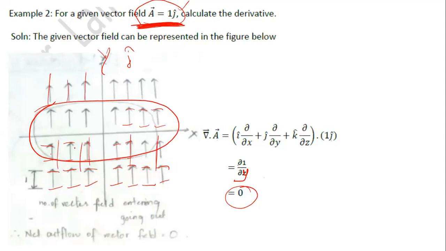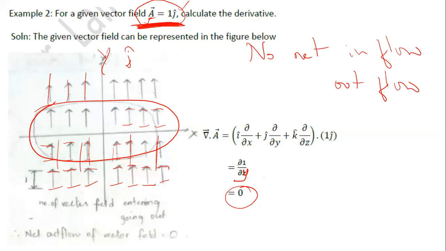So let's say 1, 2, 3, 4, 5, 6, 7 vectors are entering this space, and 7 of them are leaving. So there is no net outflow of this vector, and no net inflow, as well as no net outflow in this case. The amount of vector entering the region of space is equal to the amount of vector leaving the region of space.